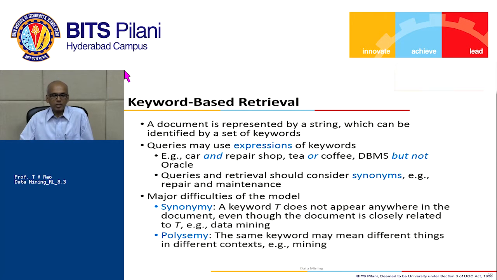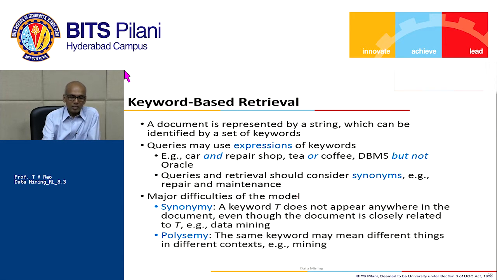When we use these keyword-based retrievals, we sometimes create more complex expressions. Not only do we go with and, or, we also use not, say the document contains DBMS but not Oracle. We also need to consider synonyms. For example, repair and maintenance mean the same thing, so we need to somehow convey to the software that it needs to treat them in the same way. Whenever we ask for documents on repair, it should also give us the documents related to maintenance.